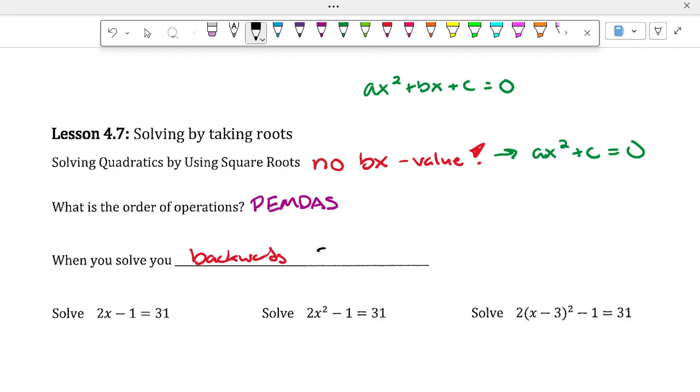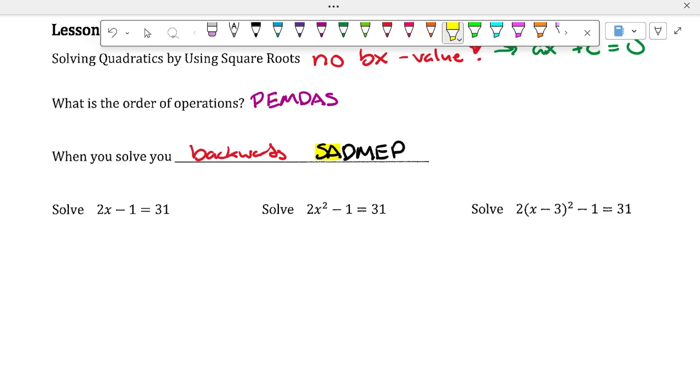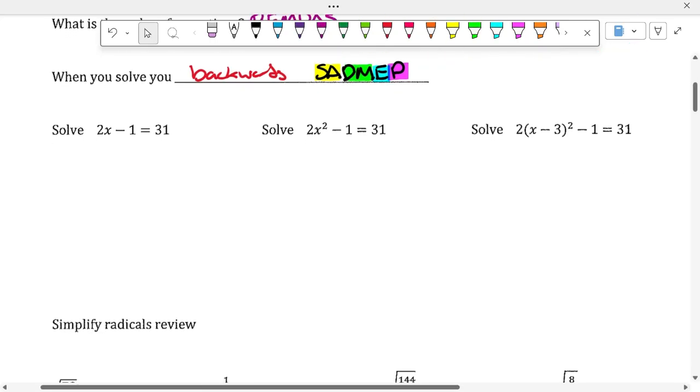So whenever you solve, think SADMEP. That should tell you what you should start with. You would start by doing any kind of addition, subtraction. Then you would undo any multiplication, division. Take care of any exponents. And then take care of what's in the parentheses. So you would go backwards whenever you solve. So all of these essentially can be solved the same way.